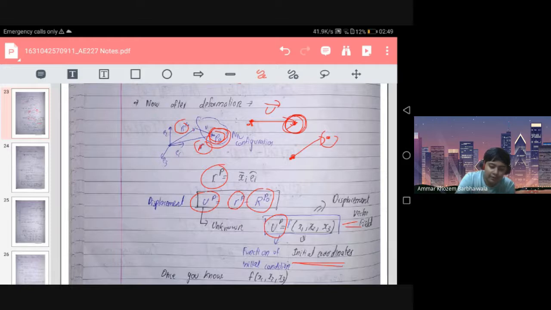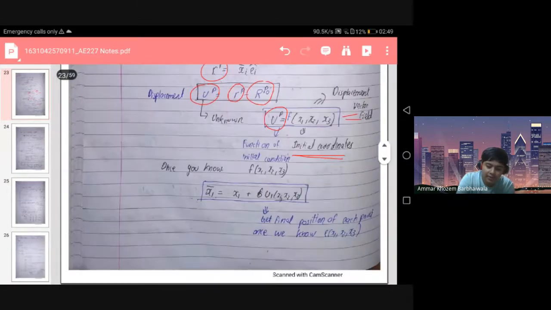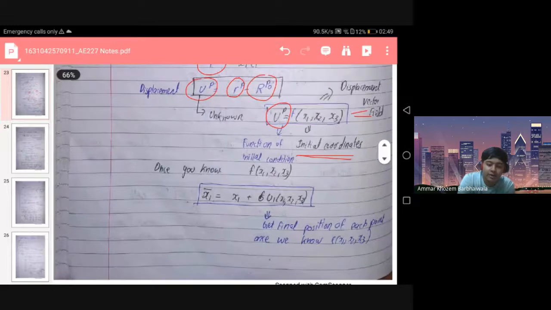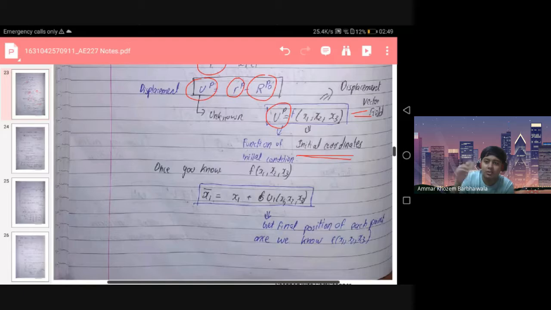Now that we have this function, we can write our new coordinates x1 bar as x1 plus u1. You know that u is a vector field, so u consists of three functions: u1 e1 cap plus u2 e2 cap plus u3 e3 cap. So u1 is a scalar function of this displacement vector field. We will know the final position of every point if we know the u vector field.